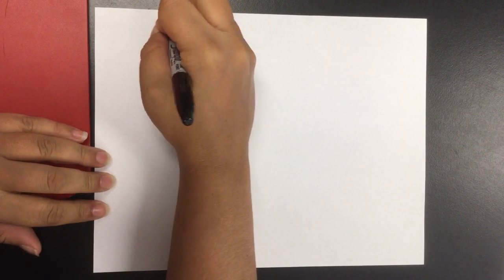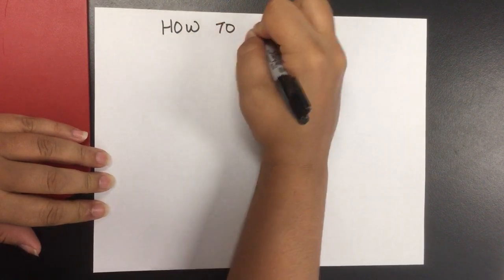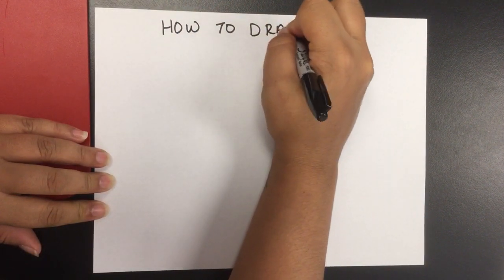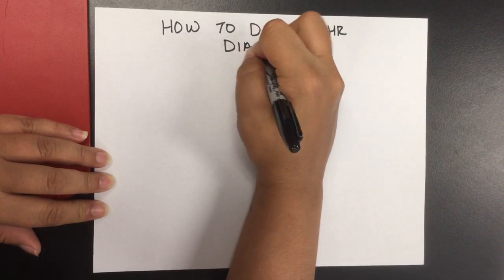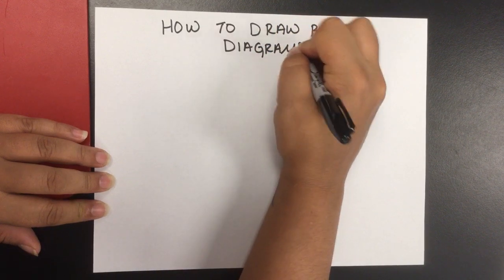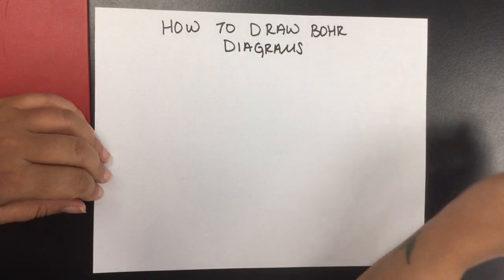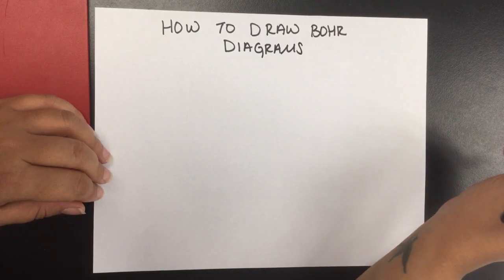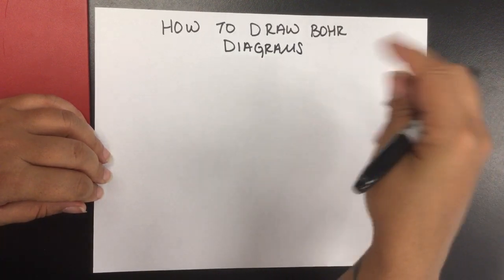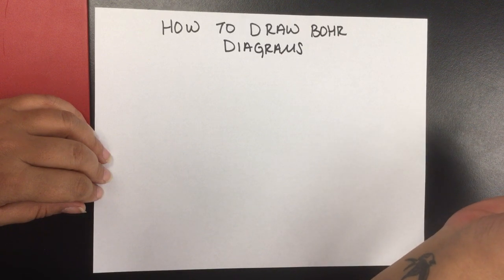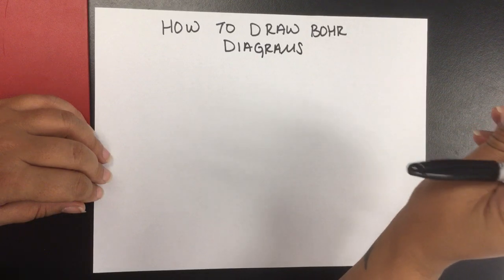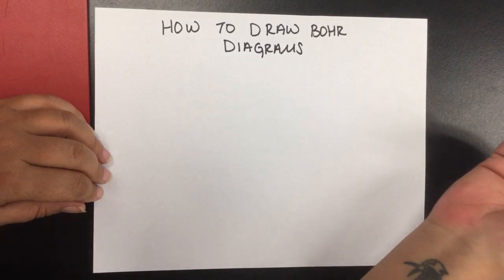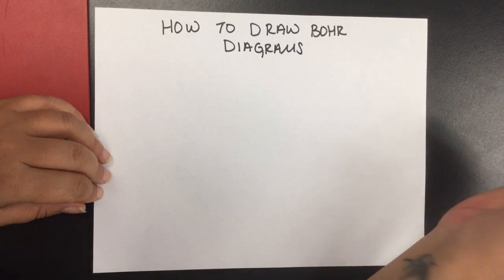This video is going to explain the process of how to draw Bohr diagrams. So again, a Bohr diagram is a model that we use to help us see how the electrons are configured or arranged around the outside of the nucleus for an atom. And once we have the diagram, we are able to use that model to determine how reactive our element is going to be.